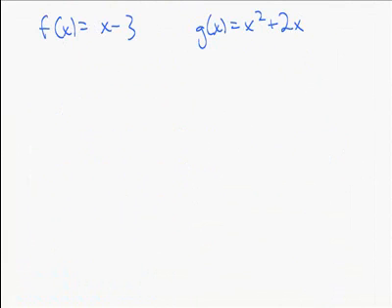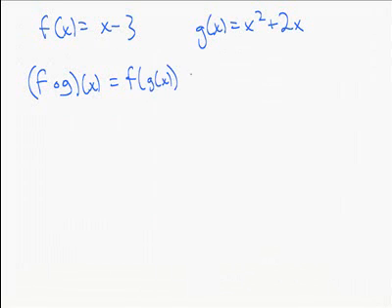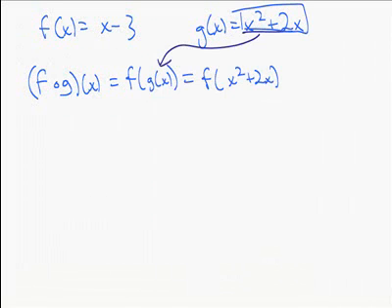Now we can find formulas for f composed with g in general terms. If we look at our two functions again, f and g, we can find the formula for f composed with g of x. This is a new function we're finding, and we're going to do it by taking f of g of x. That means we take the formula for g and put that into the function for f. So we're taking f of x squared plus 2x. We're going to put this whole formula, x squared plus 2x, wherever we see an x in the function f.